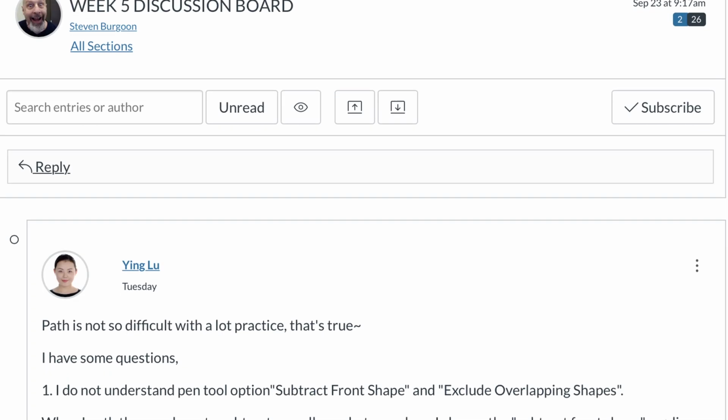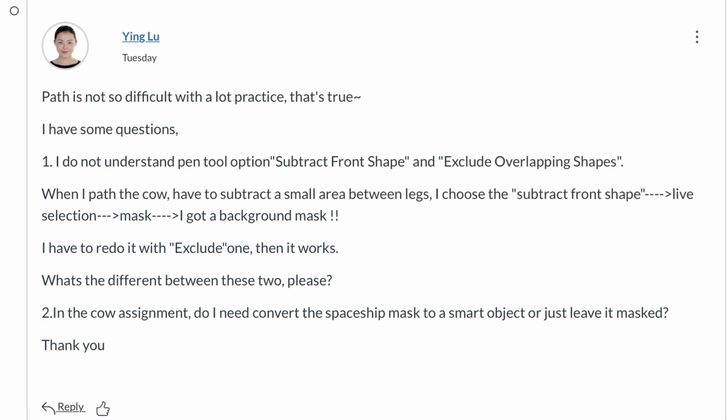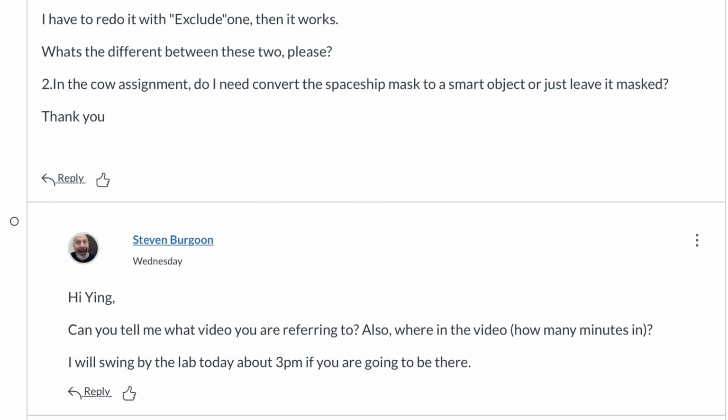Also, please keep in mind that you should be looking at the discussion boards. A lot of great communication is happening there. A lot of questions are being asked and answered. Even if you don't have a specific question, I recommend that you review the discussion board just to see what's going on, and maybe you'll learn something more.